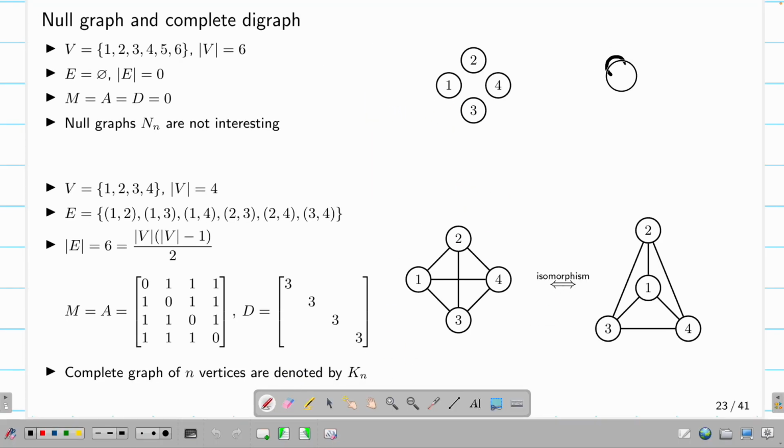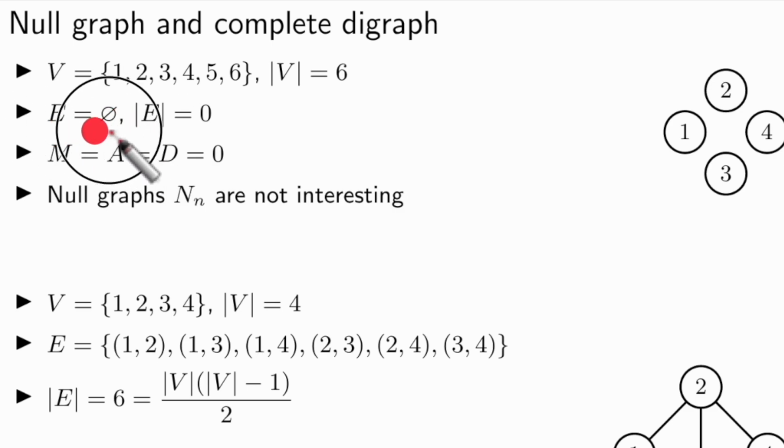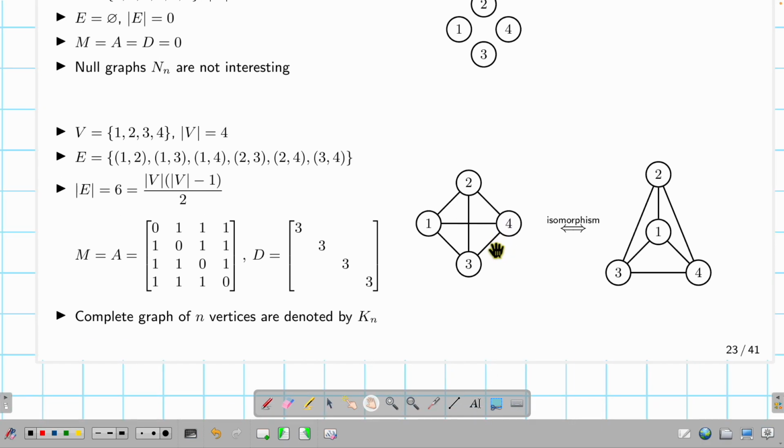In set theory, the extreme case is empty set and universal set. In graph, the extreme case is null graph, empty graph. So basically, it's with no edges. So E is empty, okay? And this is null graph. It's not interesting. And the opposite case is complete graph, okay?